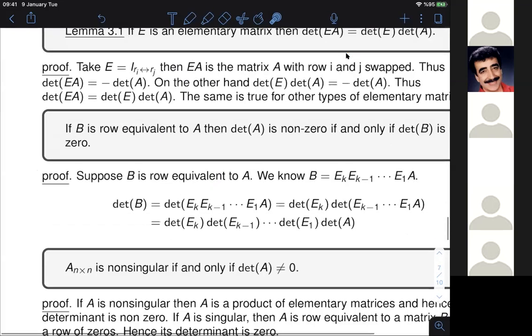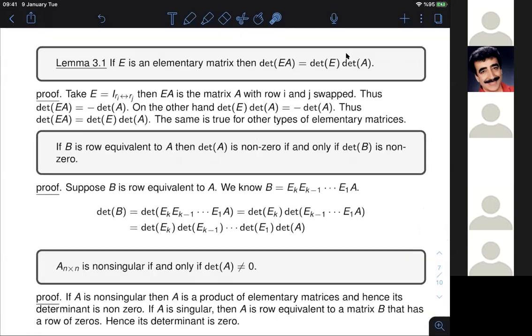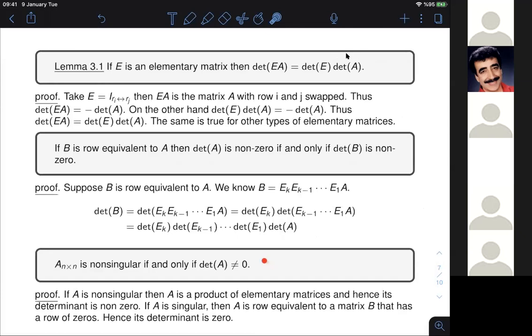Very good. So next, we're going towards this important theorem, which characterizes all invertible matrices. Before that, we need to do this technical part. Anything you want to ask?